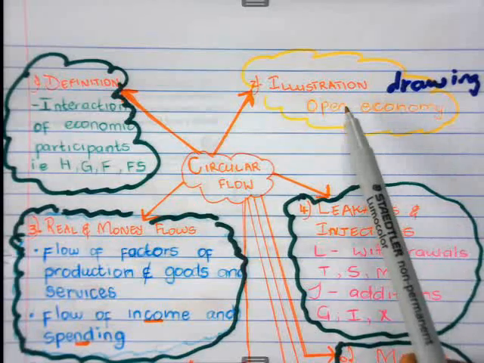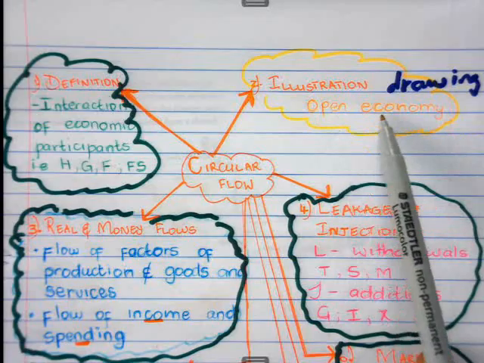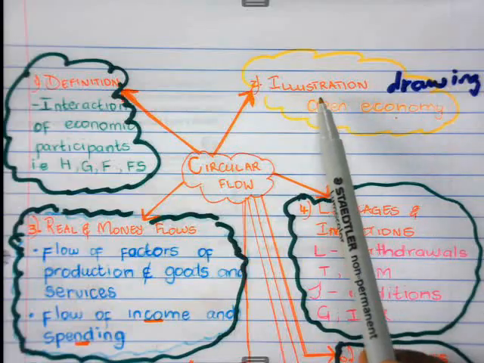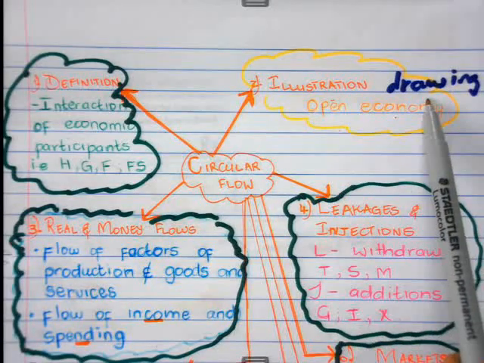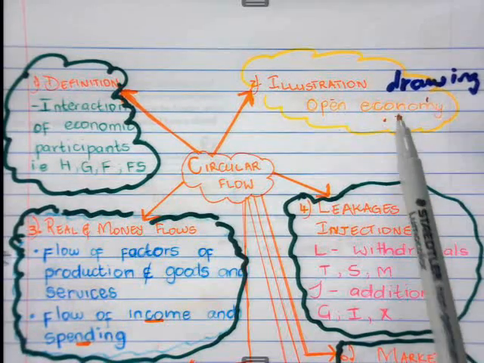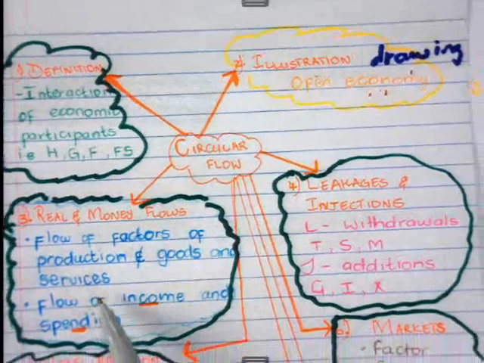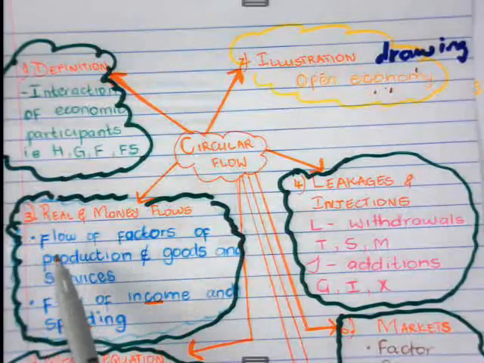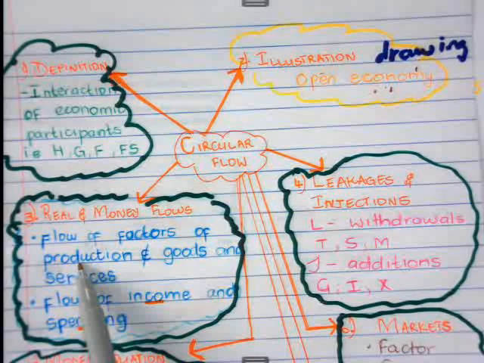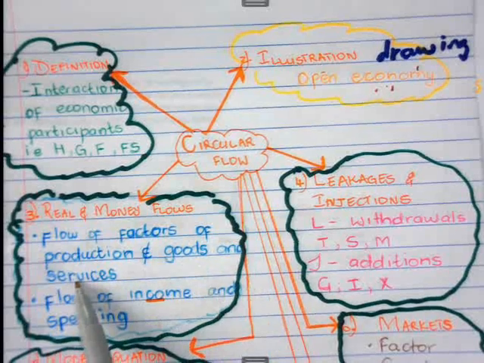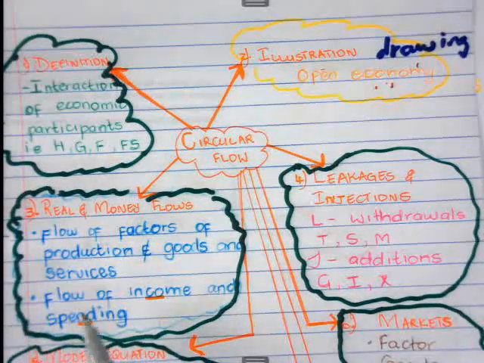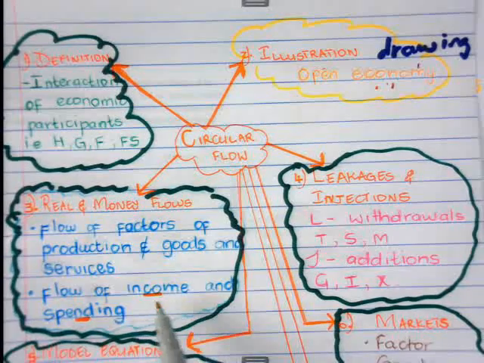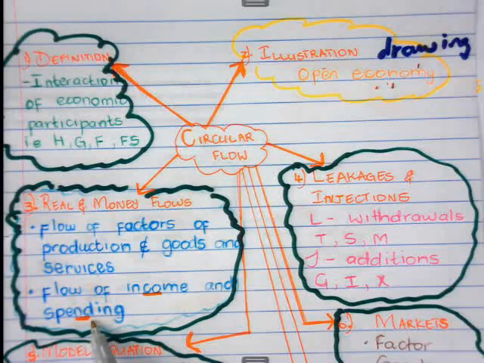The second most important thing is that we are talking about the circular flow of an open economy, and we must be able to make an illustration. To illustrate means to be able to make a drawing of an open economy circular flow. We also discussed the real as well as the money flows, whereby we said that the real flow is a flow of the factors of production. The real flow also is a flow of goods and services from one participant to the other. The money flow is a flow of money in the form of income received or spending by the participants.